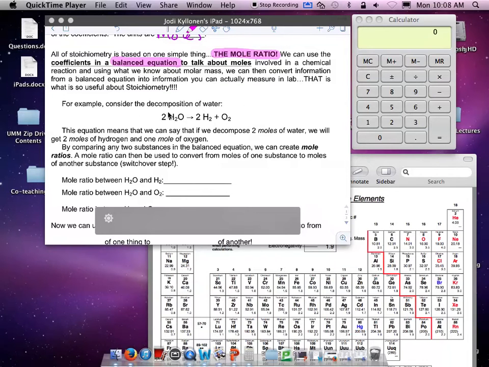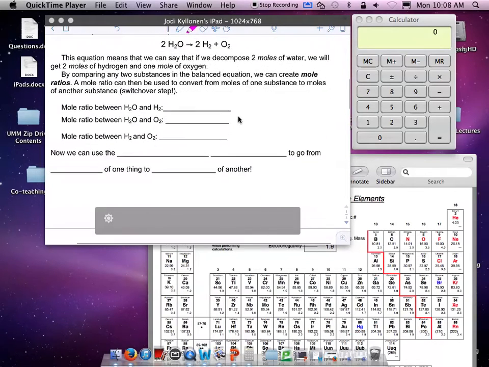So for example, imagine you have the decomposition, the splitting up of water. So you start with 2H2O, produces 2H2 plus O2. Okay, so what this really means is that those numbers are moles. 2 moles of water, 2 moles of hydrogen, 1 mole of oxygen. So remember, when there's no number, that doesn't mean 0, it means that there's really one of them.